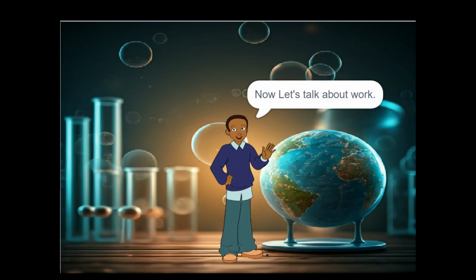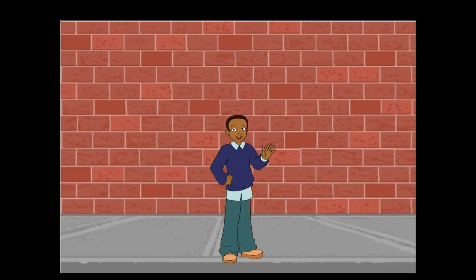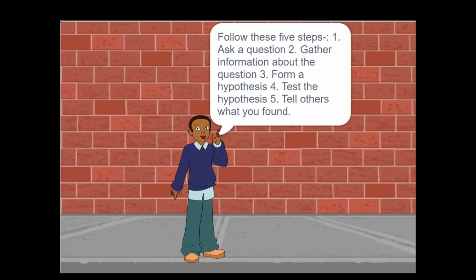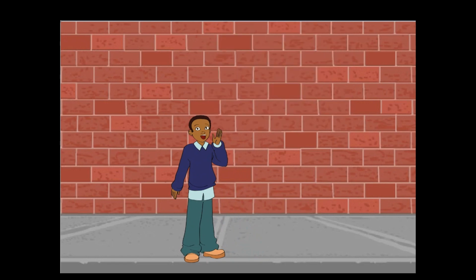Now let's talk about the method. Follow these 5 steps. First, ask a question. Second, gather information about the question. Third, form a hypothesis. Fourth, test the hypothesis. Fifth, tell others what you found.